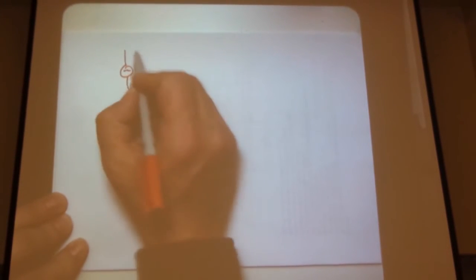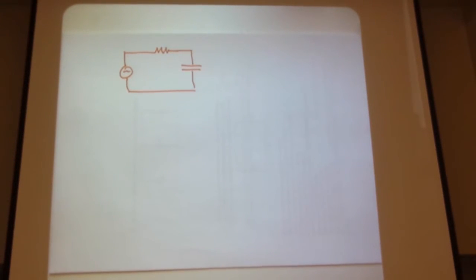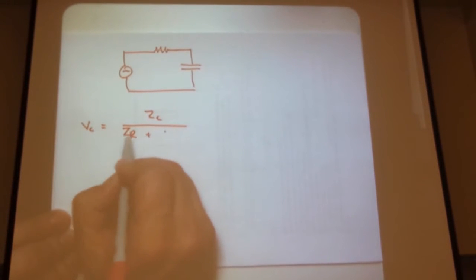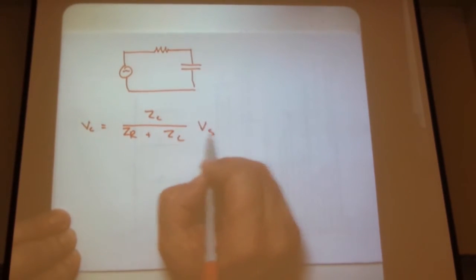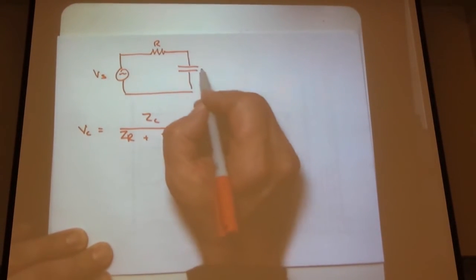Okay, so let's go back to our old friend, but we're going to look at it in a slightly different manner. Let's go to our old friend, the RC circuit. If we look at this, we can ask again, what's VC? Well, VC is ZC over R plus ZC, the more general ZC over ZR plus ZC, times V source, of course.